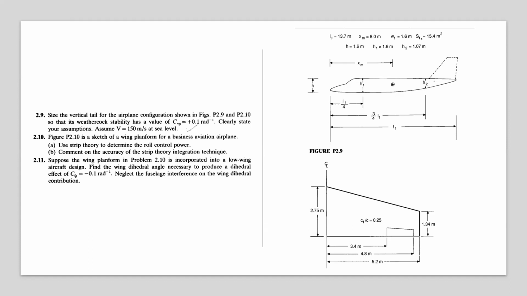Sir, is this diagram, figure P2.9, of the wing or tail, sir? I think 2.9 is the first picture and 2.10 is the second picture. Yes, sir, I understood that. But I'm asking you, sir, is this figure of the wing or tail? It's the wing, aircraft wing. Okay, sir.